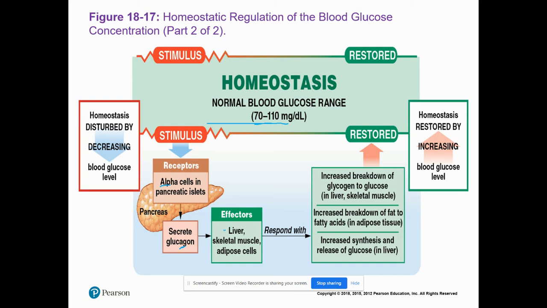The liver, skeletal muscle, and adipose tissue or cells are going to respond different ways, but we'll see our liver and skeletal muscles increase the breakdown of glycogen to glucose so that your brain can still function.